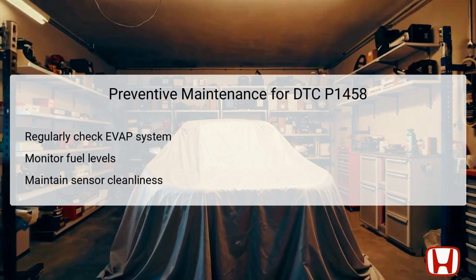To reduce the likelihood of encountering DTC P1458 in the future, proactive preventive maintenance is essential. Regular inspections of the EVAP system components, including the FTP sensor, vent hoses, and canister, will assist in identifying potential issues before they escalate into serious problems. Furthermore, keeping a close eye on fuel levels can prevent unnecessary fluctuations that may influence sensor readings, diminishing the chance of triggering DTCs like P1458.